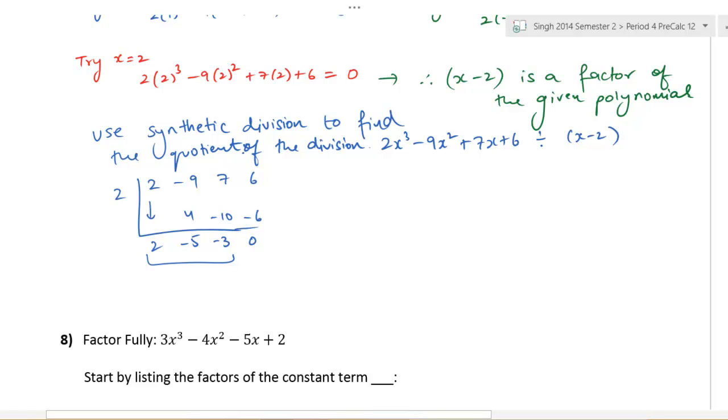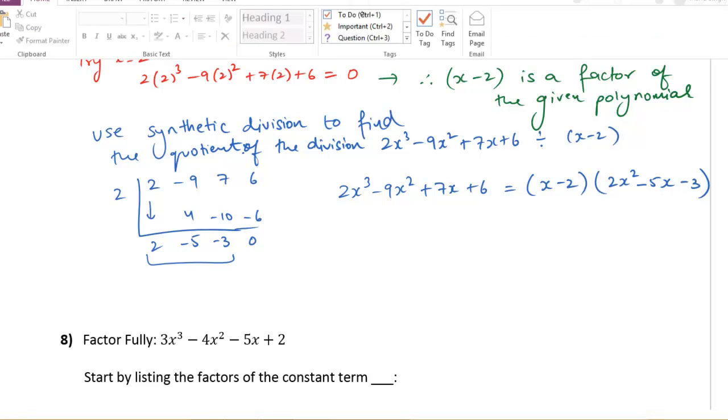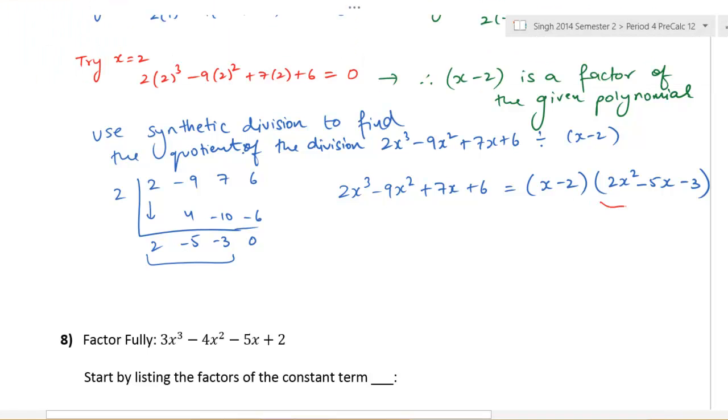So now we know that this polynomial here, 2x cubed minus 9x squared plus 7x plus 6, can be rewritten as x minus 2 times 2x squared minus 5x minus 3, and of course there's a remainder of 0. So now I have factored that cubic into a linear function and a quadratic, and I'm almost there. Since this is a quadratic, I can further factor this.